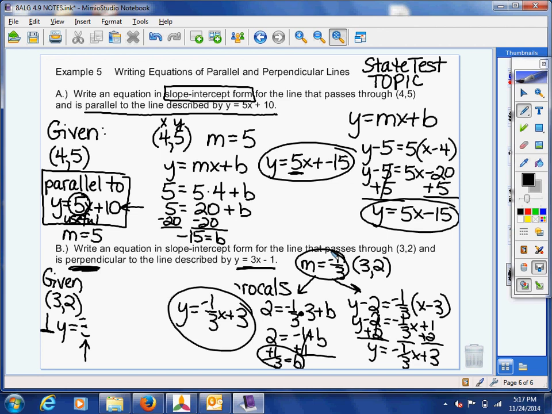This is the end of our lesson on example 5. We wrote a parallel line given a point and the line that it's parallel to, so we knew we had to glean that slope and use it in our answer. And then we also wrote a perpendicular line given a point and a line that's perpendicular to our new line. So if that did not make any sense, I'm so sorry.